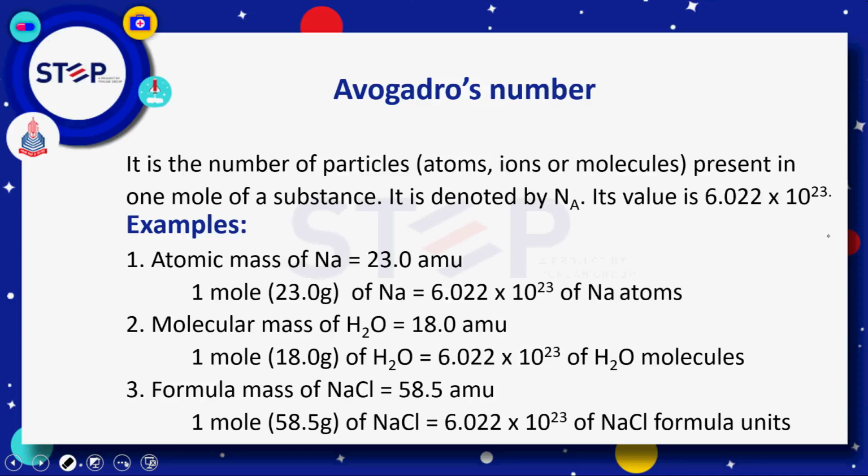For example, 1 mole of sodium contain 23 gram of mass and 6.02 × 10^23 sodium atoms. 1 mole of water contain 18 gram of molar mass and have Avogadro number of water molecules. 1 mole of sodium chloride, that is ionic compound, having formula mass 58.5 gram and contain Avogadro number of NaCl formula units.